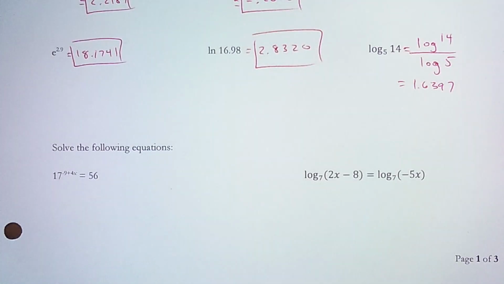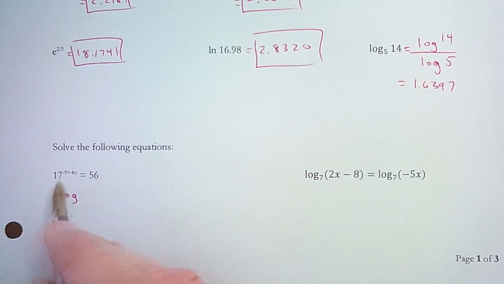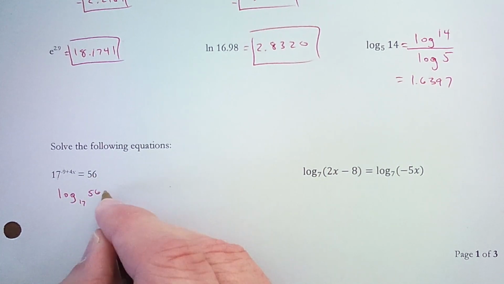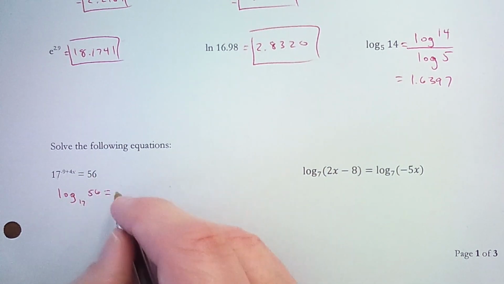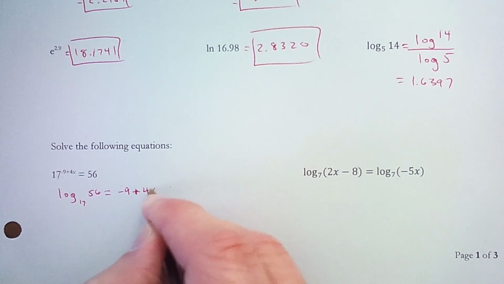Welcome back. In this second video, we will solve some logarithmic equations. So here we're in exponent form, but it's going to be easier to solve in log form. So we're going to change it to log. We have a base of 17 and an argument of 56, and that equals the exponent, which is negative 9 plus 4x.